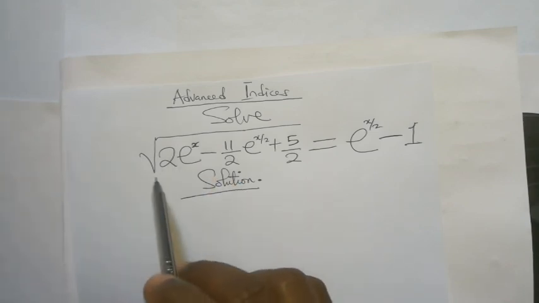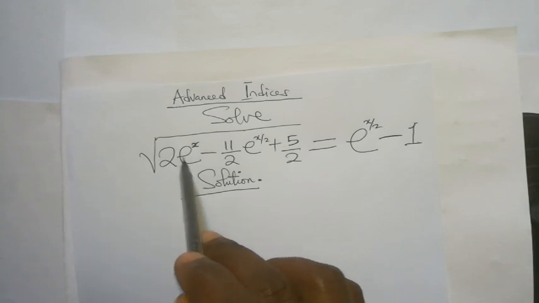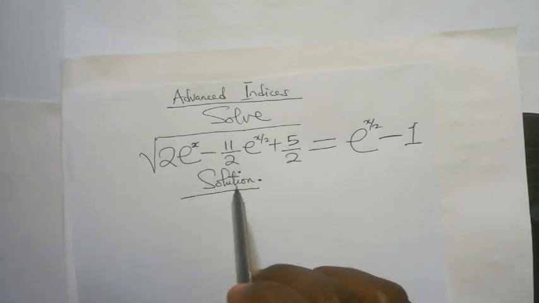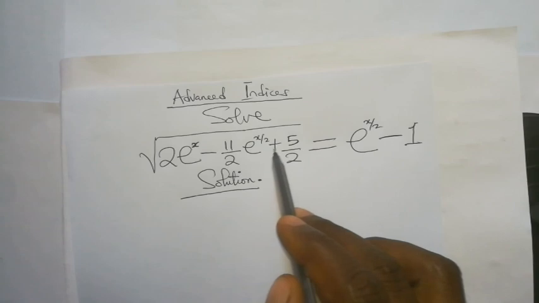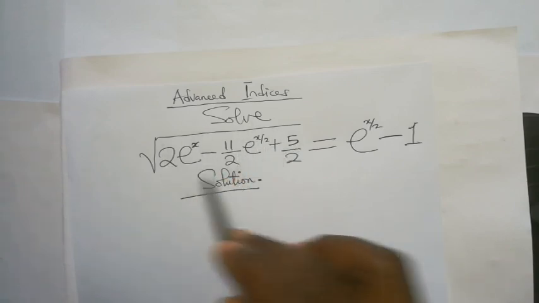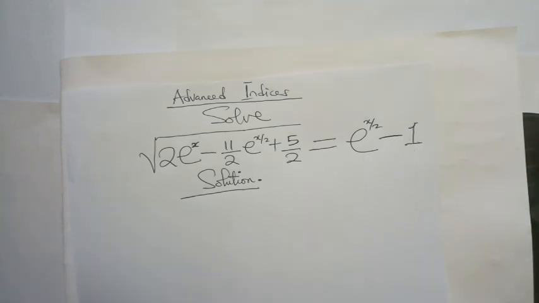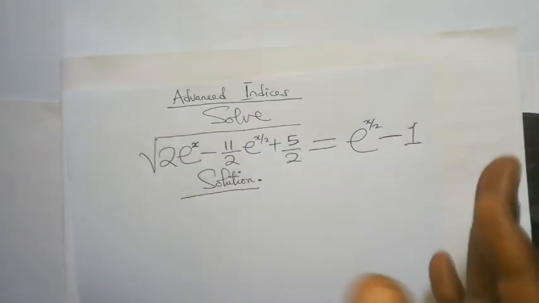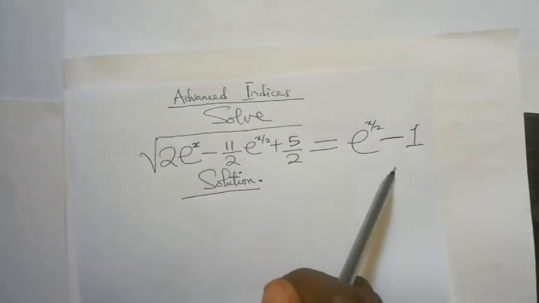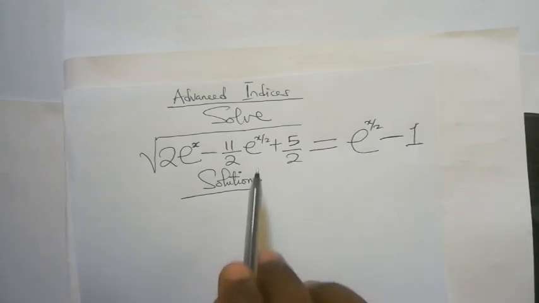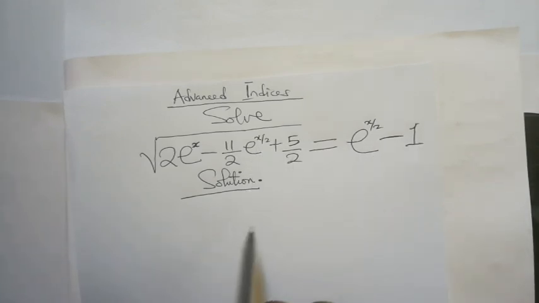The square root of 2e to the power of x minus 11 over 2 e to the power of x over 2 plus 5 over 2, all inside the square root, is equal to e to the power of x over 2 minus 1. Without panicking, you see there is an exponential, you get it.